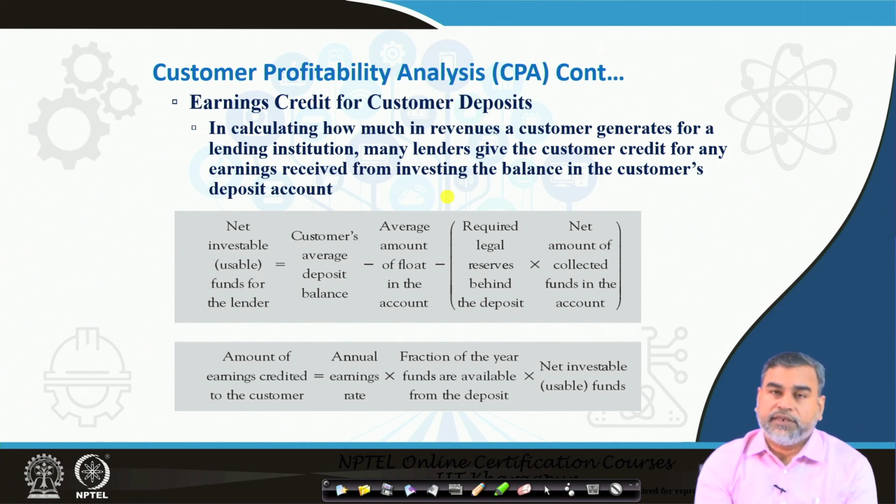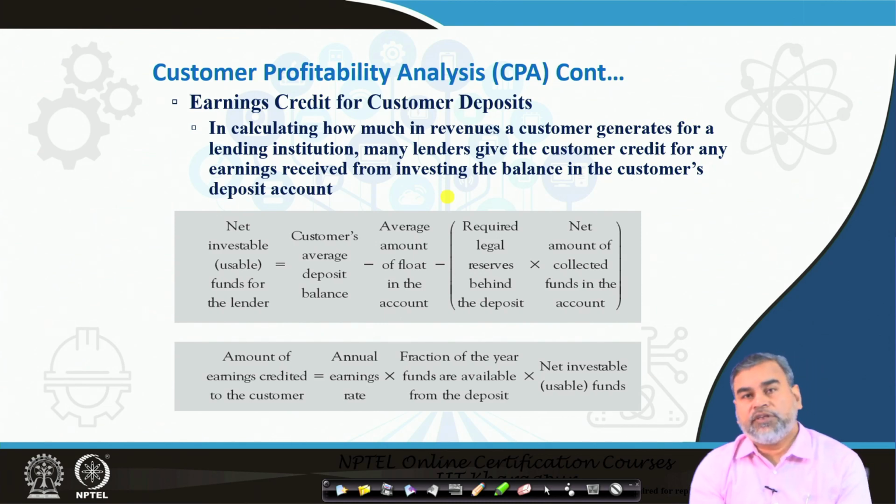The annual earnings rate multiplied by the fraction of the year the funds are available from the deposit, multiplied by the net investable funds. So, they can also go for an earnings credit for customer deposits, to see how much earnings the customer deposit is creating, and then accordingly decide how much loan or charge can be given to that particular customer. This is again a part of the customer profitability analysis.